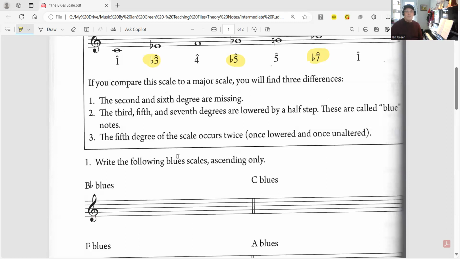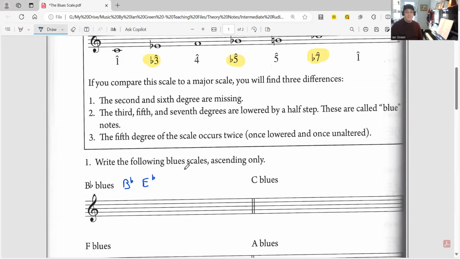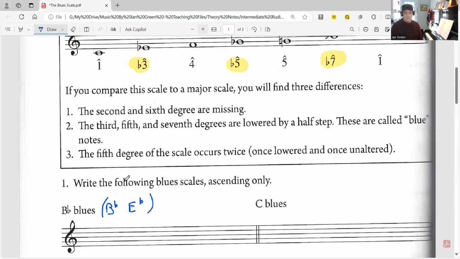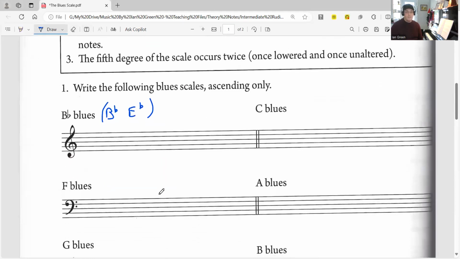So we want to write the B-flat blues. So we want to think about how B-flat major has B-flat and E-flat. So those are important notes to think about. So we're going to start by writing B-flat as our first note. Now, as we know, just from the description I gave before, the second note of the scale is going to be skipped. So we're not going to write a C.